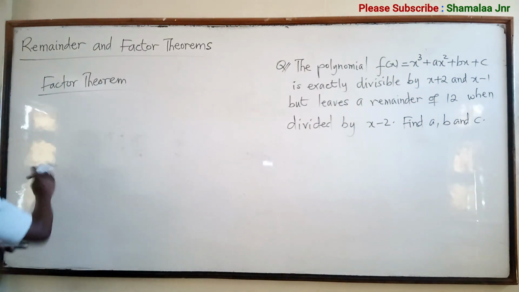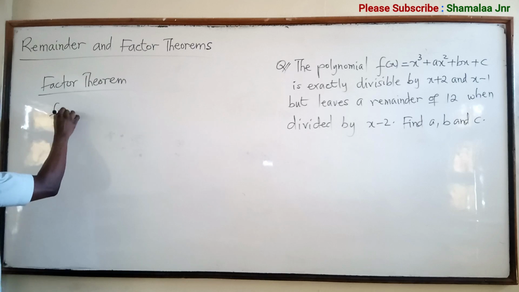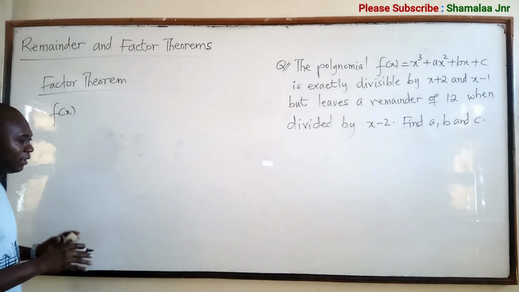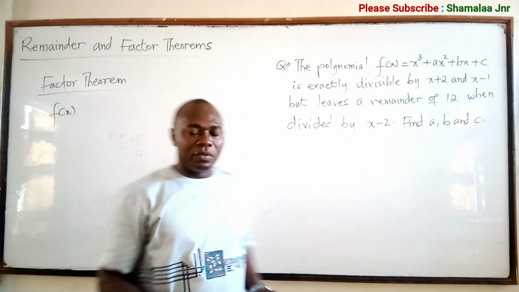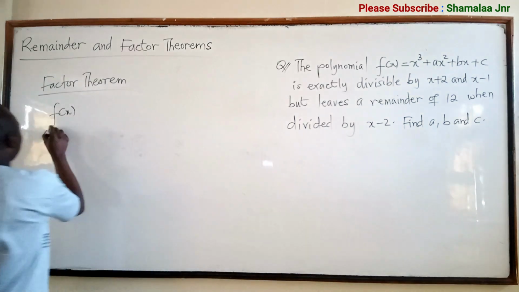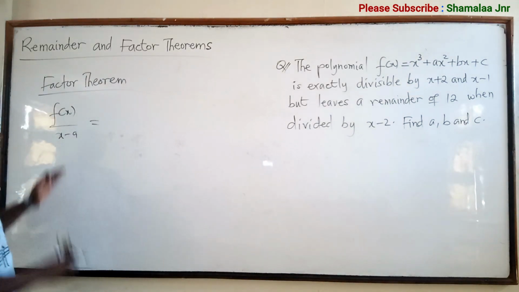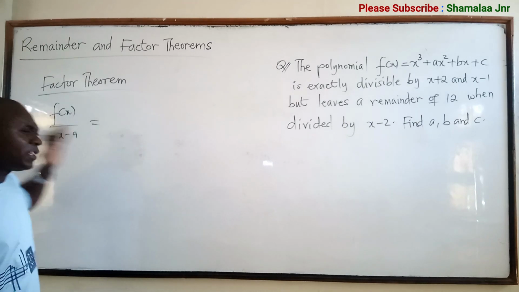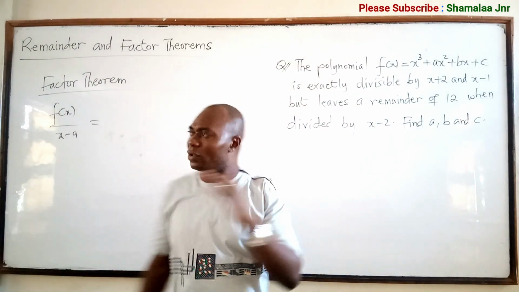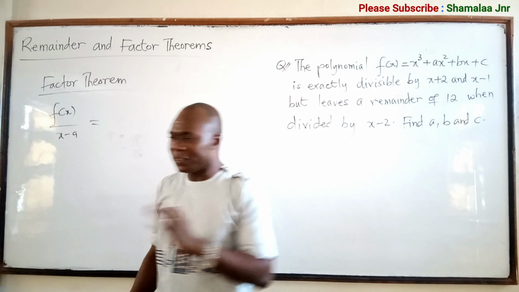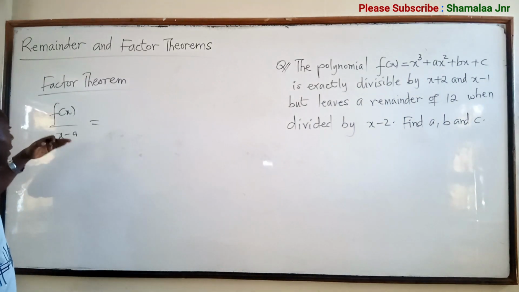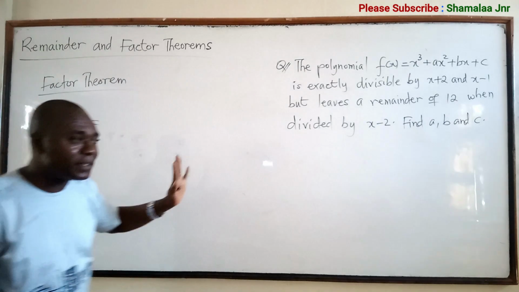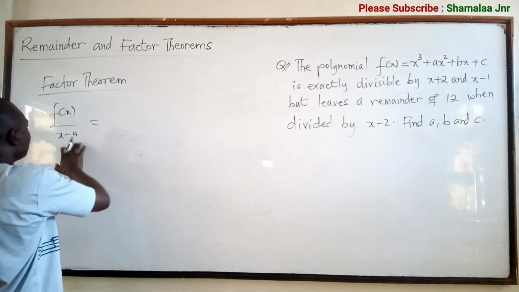Now the factor theorem. If you have a polynomial f of x, and it is divided by x minus a, divided by x minus a this way. Now, if x minus a is a factor of this polynomial, what this means is that the remainder should be 0. Do you see? If x minus a is a factor of this polynomial f of x, then you shouldn't get a remainder. The remainder should be 0. So it's going to be like this.